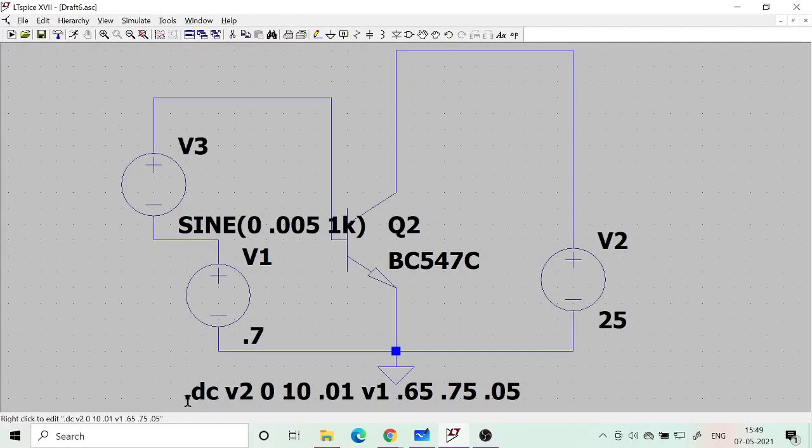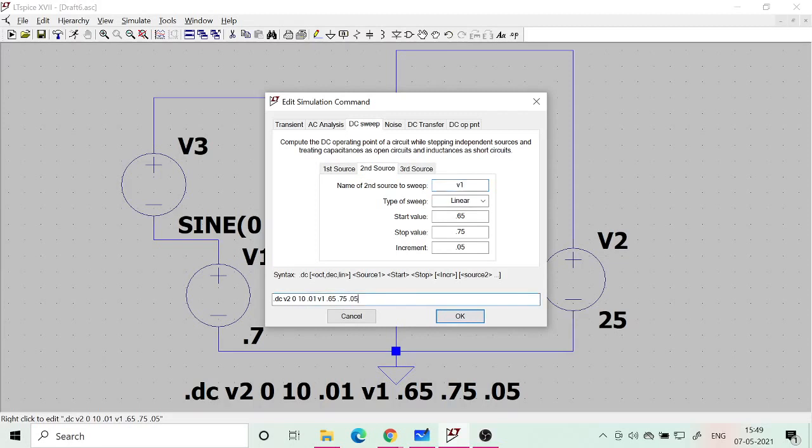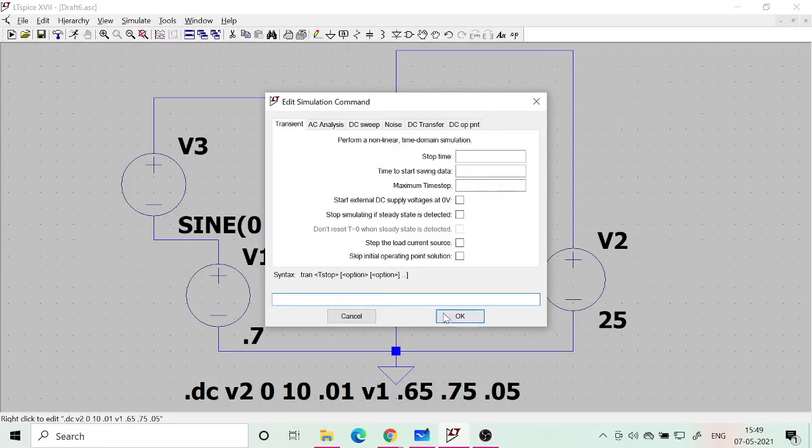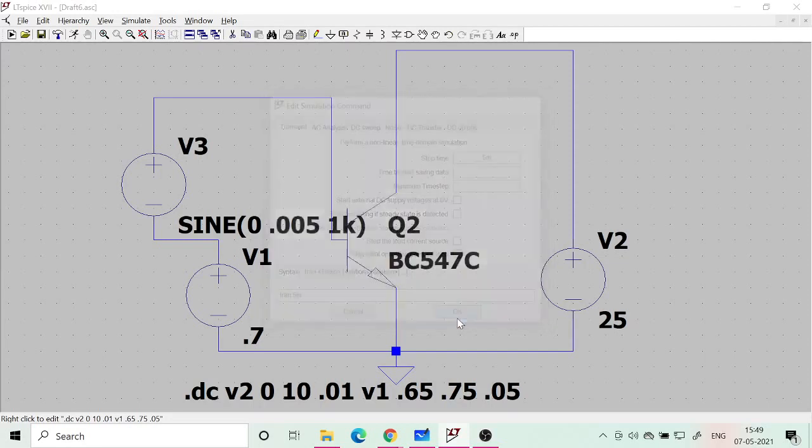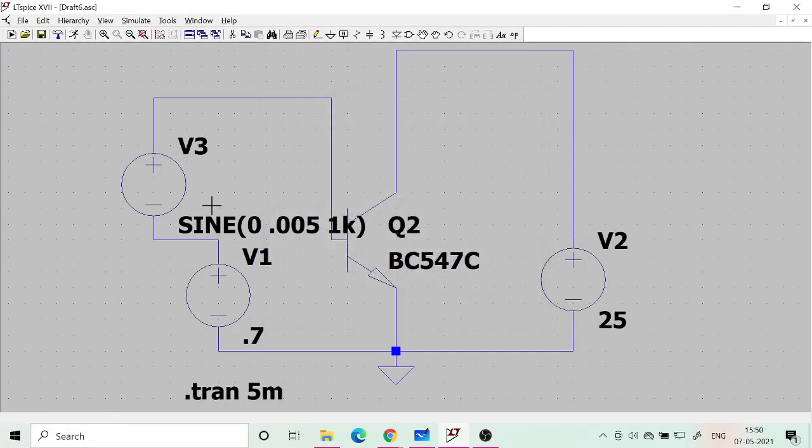I have to remove this DC analysis part. I want to do only transient analysis. So 1 kilohertz means the period of the wave is 1 millisecond, and if I want to see 5 cycles, 5 millisecond. And then run it.